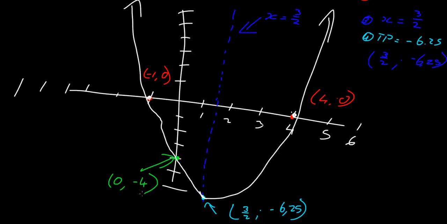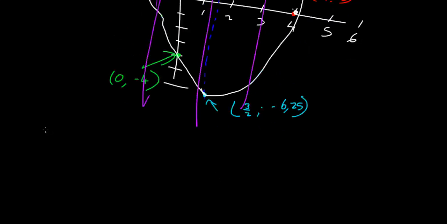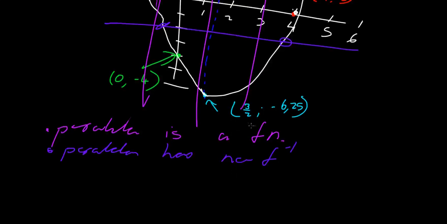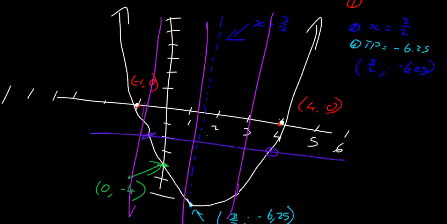So let's just talk about some properties of the parabola. If we do the vertical line test on it, you'll see that a line only ever cuts once. Therefore, a parabola is a function. Okay. What else? If we do the horizontal line test, you'll see that the horizontal line cuts twice. So, a parabola has no inverse.